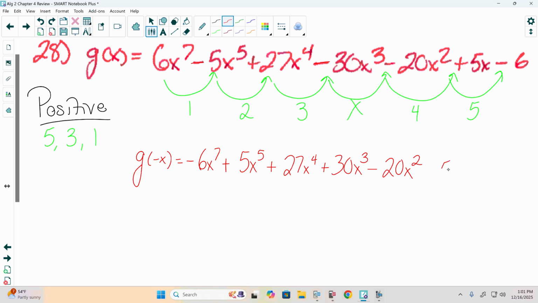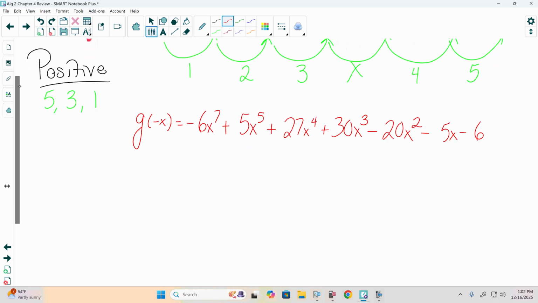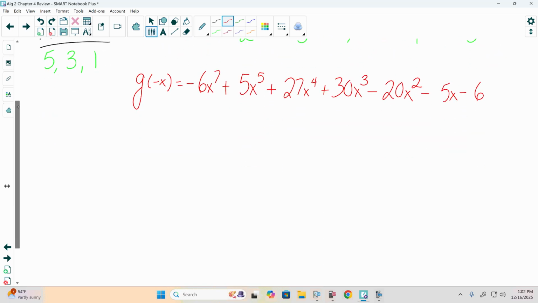Our next term is 5x. Now, even though it's not written, the exponent's understood to be 1. 1 is odd, so we'd have to change it from positive to negative. And we don't do anything to our constant term, because our constant term does not have a variable for us to plug in.